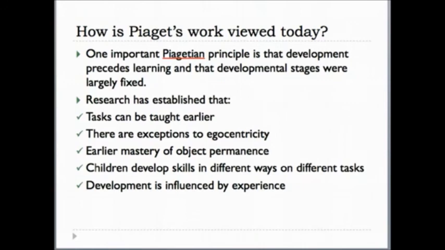Research has found that tasks can be taught earlier than what Piaget proposed. There are some exceptions to egocentrism. Kids can master object permanence before the age of 2. And also, experience plays a role in development that Piaget did not account for. So Piaget was largely nature-based rather than nurture.